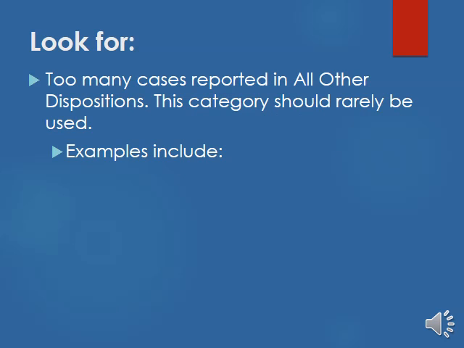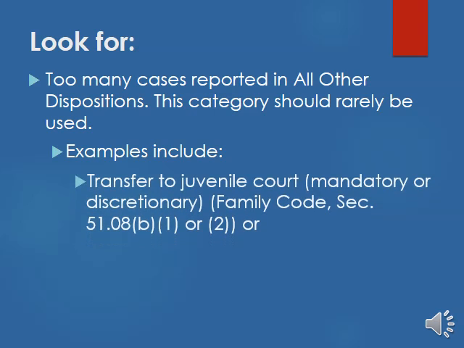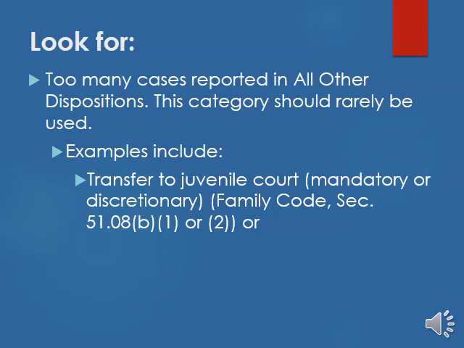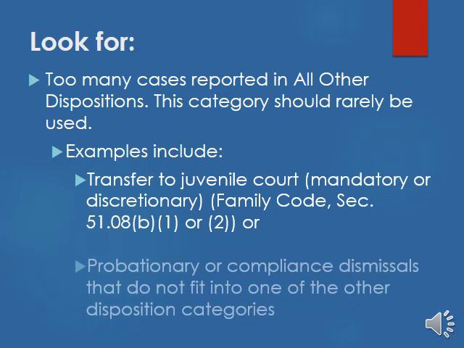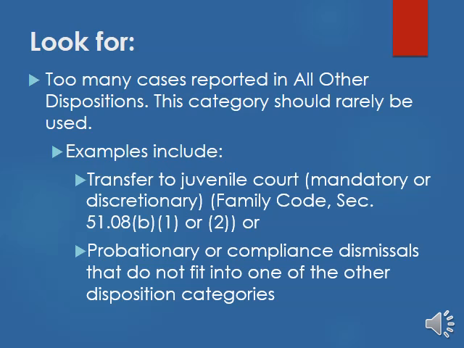Another area where we discovered a widespread problem in reporting was in the All Other Disposition line. This category should rarely be used as there is a broad choice of dispositions to choose from, yet hundreds and sometimes thousands of cases were being reported there. Examples of what you would report there are transfers to juvenile court, either mandatory or discretionary, or probationary or compliance dismissals that do not fit into one of the other disposition categories. If you are unsure, please feel free to contact us.